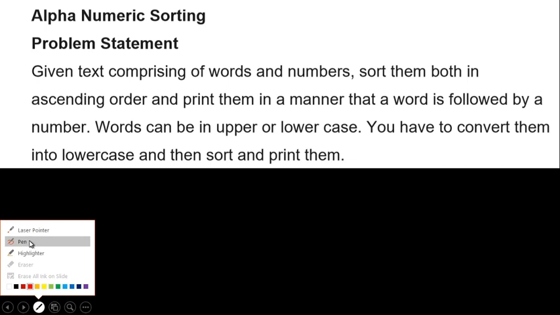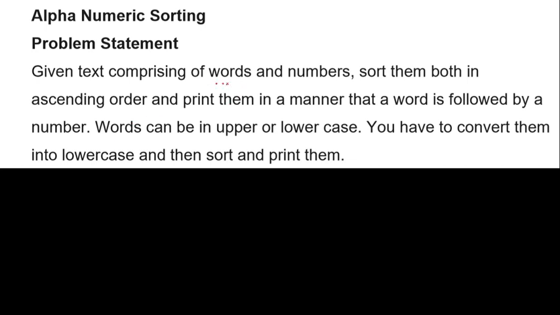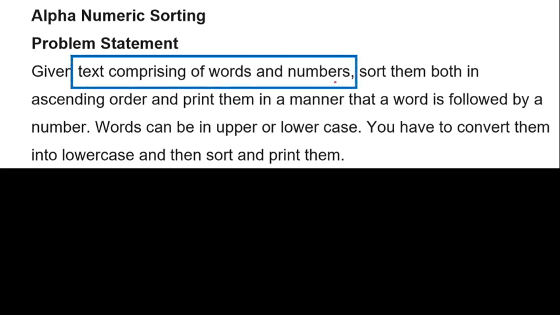Given a text comprising of words and numbers. What is the text made up of? It is made up of words and numbers. It will contain words as well as numbers. You need to sort them both in ascending order and print them in a manner that a word is followed by a number. So what are they telling you here? Print the words and numbers in ascending order. That is the important point. You should sort and print in ascending order.